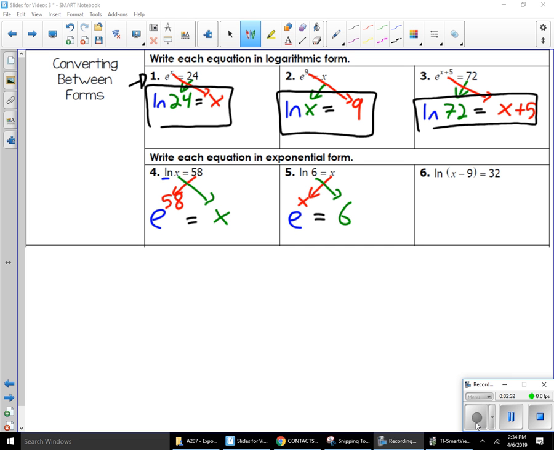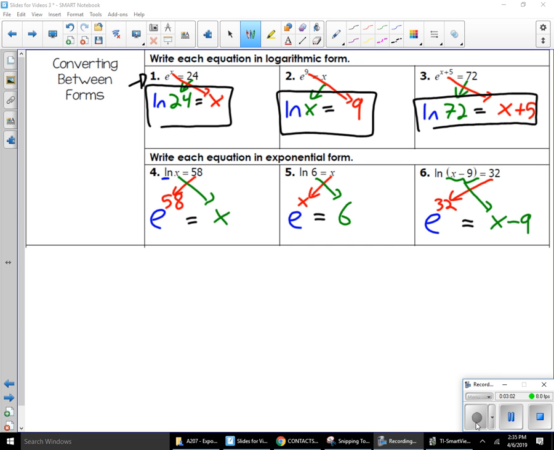Last but not least, we have the situation we'll be seeing very soon when we start solving equations. Again, we have natural log of an expression equals 32. Well, that's the same thing as e, the base of that natural log, raised to the 32, is now that expression, x minus 9. Again, number 6 there, that equation we just set up, we'll be able to solve that very quickly.